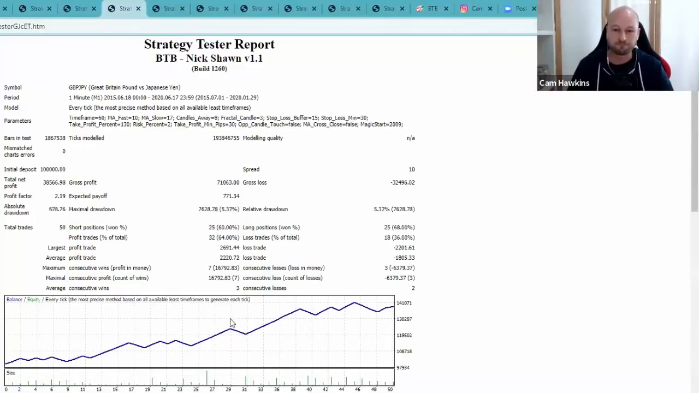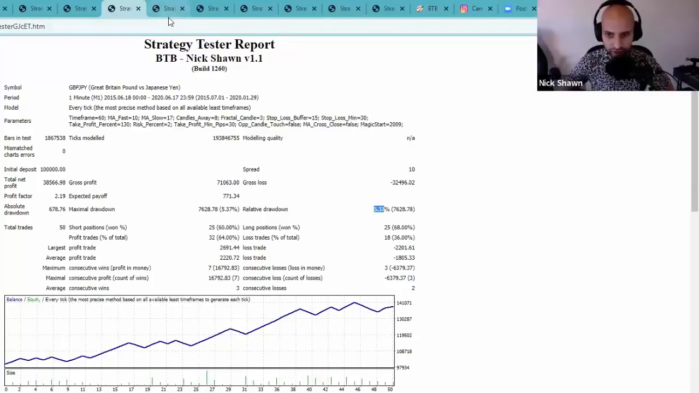This one was another GJ test, with even fewer trades, but it did really well in terms of profit factor. It was 2.19, with a 64% win rate, another good high win rate. Only 50 trades though, but still pretty good, and a very low drawdown at 5.37. Wow, that's nice.